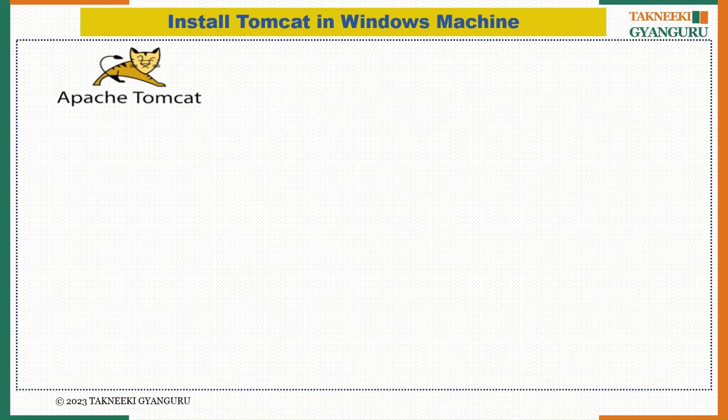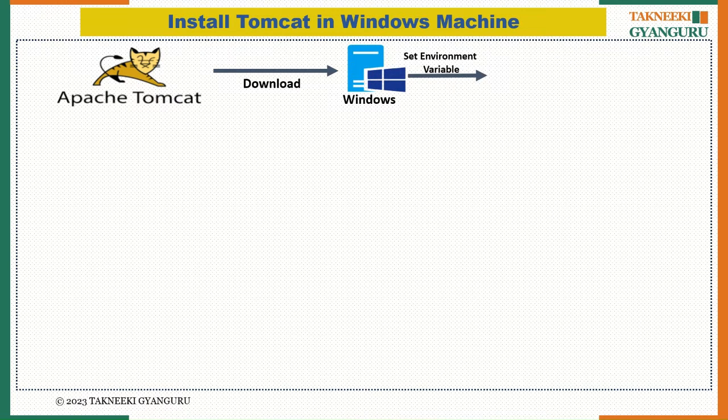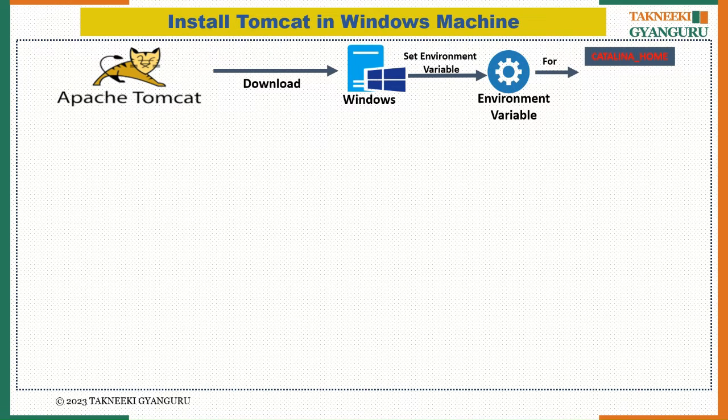So first of all, we will download Apache Tomcat server into the Windows machine, and then we will set environment variables for the Catalina home and Java home. Catalina home is basically the installation directory for Tomcat, and Java home is basically the JDK installation directory. So we have to configure or set the environment variable for these two folders.